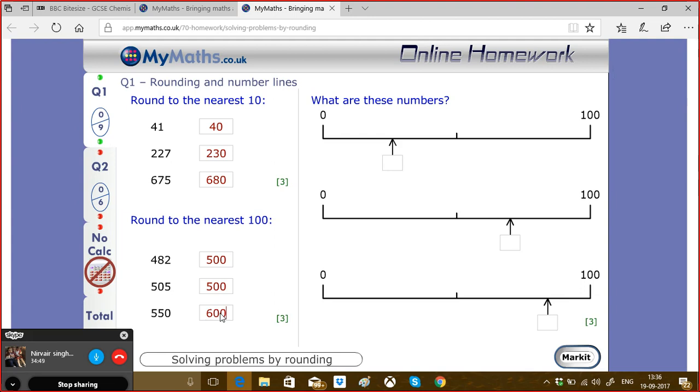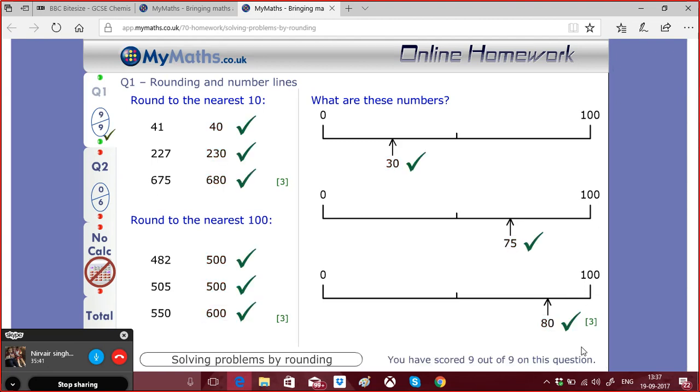500. 505. 500. 550. 600. Great. What number will be here where the arrow is pointing? I think it's 30. Okay, 30. What will be here? 75. What should be here? Okay, you're saying 80.